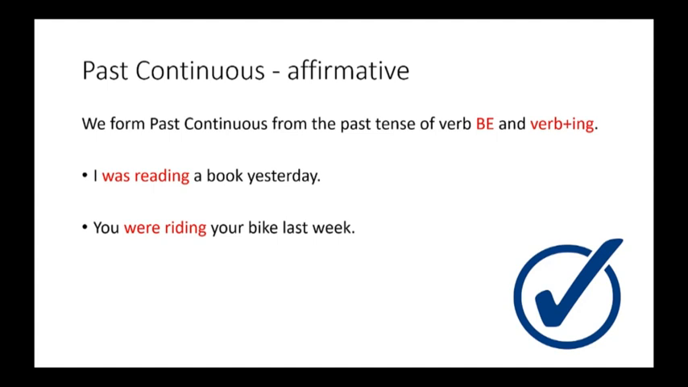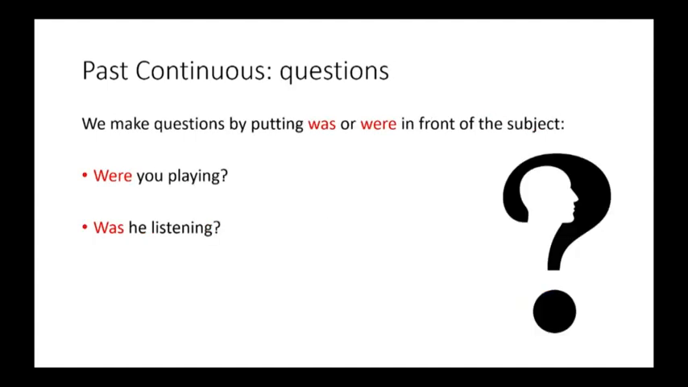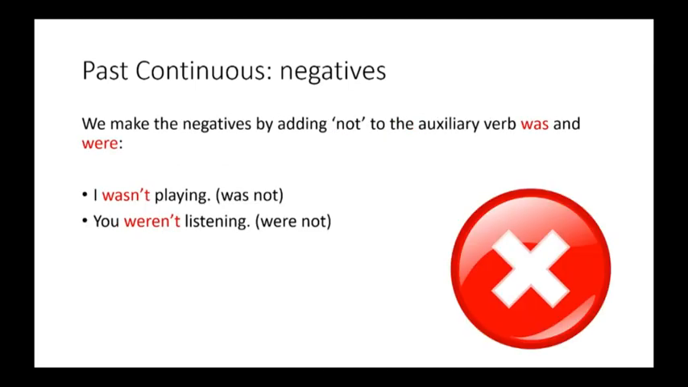Okay, let's take a look at questions now. How do we get questions? Well, we already have an auxiliary verb, was or were. We just put them in front of the subject. Were you playing? Was he listening? And what about negatives? Well, we make the negatives by adding not to the auxiliary verb was or were. I wasn't playing, or in its full form, was not. And you weren't listening, or in its full form, were not listening.